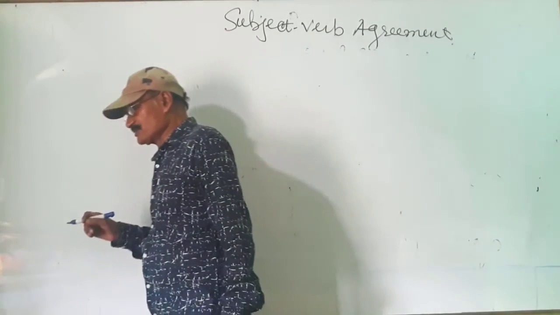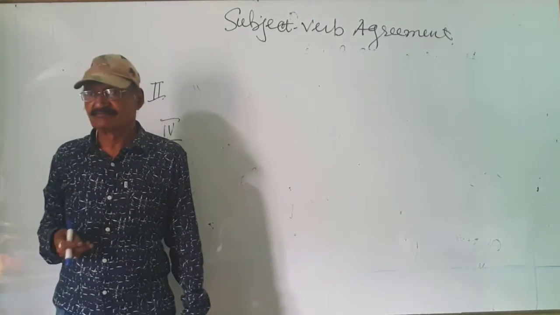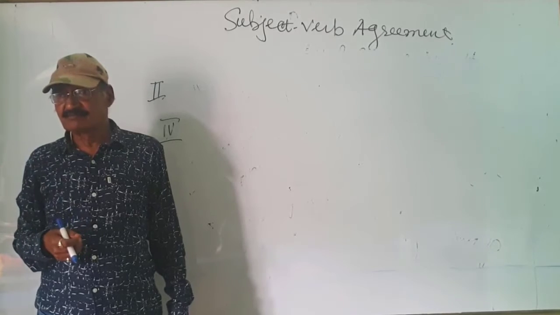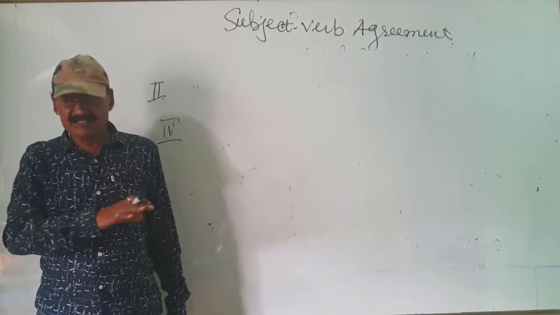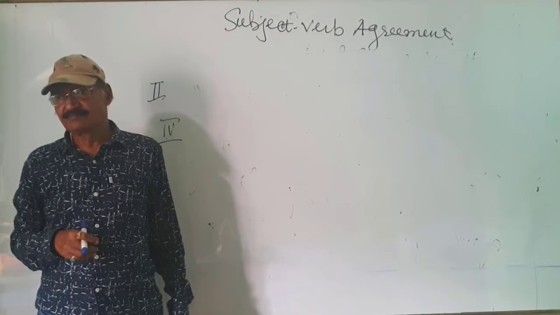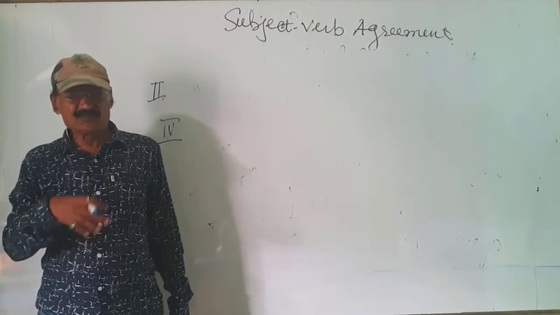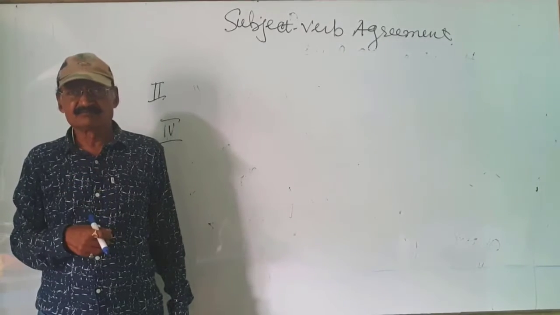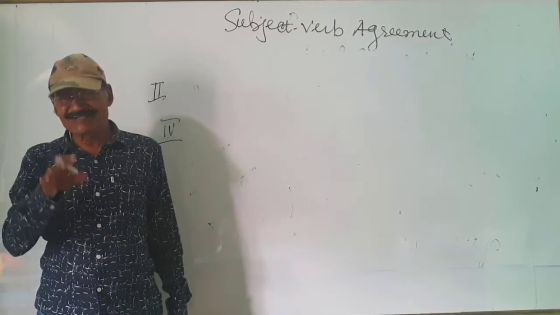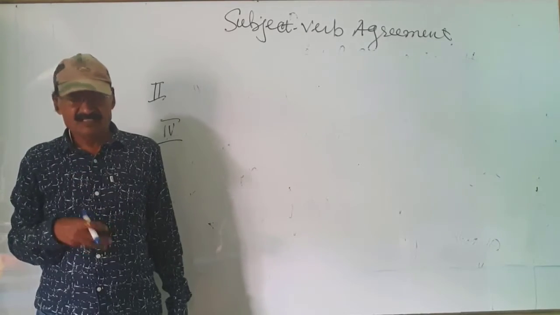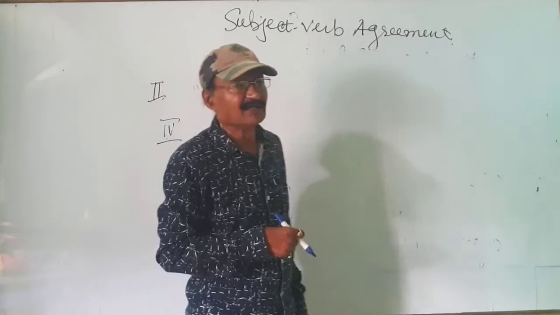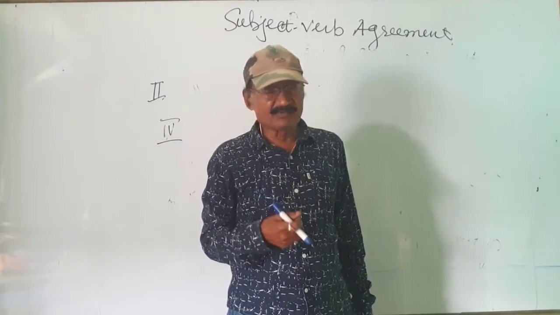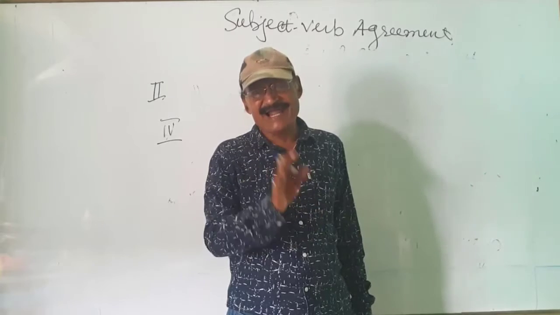There are three words, the first is called cattle. They are used as a plural number. Cattle are grazing in the field. Second is people. People are good, or people have come to attend the meeting. Here people can be used as a plural number. We can use a plural verb for people. We can use a plural verb for cattle.